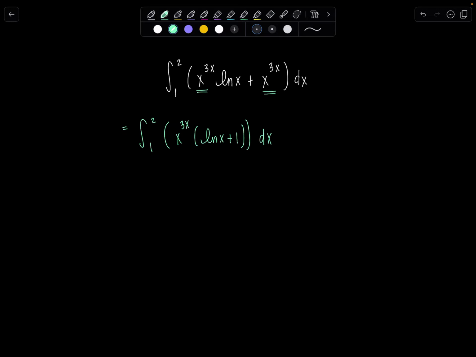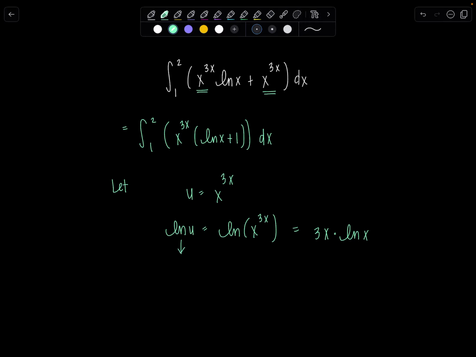And then I went ahead and did a u substitution. So let u equal x raised to the 3x. Now, before we differentiate, we need to use logarithmic differentiation, obviously, because we have a variable in the base and the exponent. We're going to take the natural log of both sides. So natural log of u equals natural log of x raised to the 3x, which I can rewrite as 3x times natural log of x.